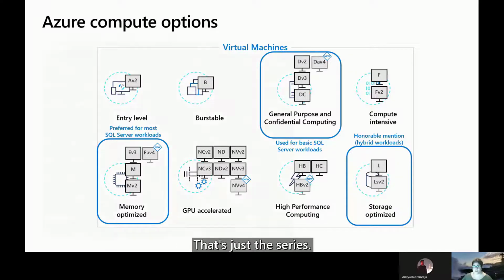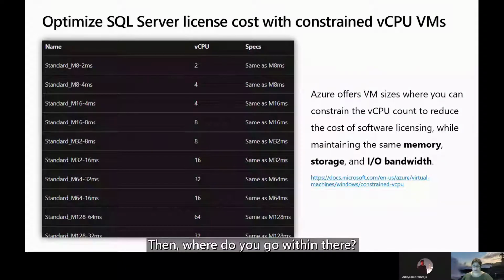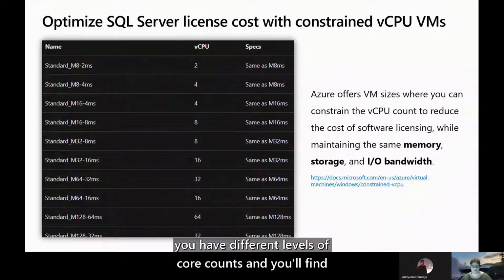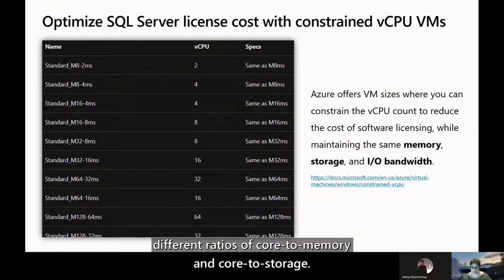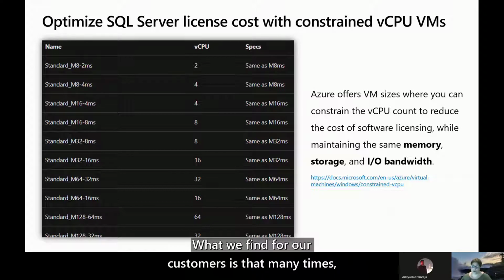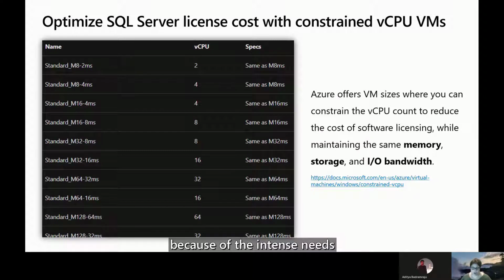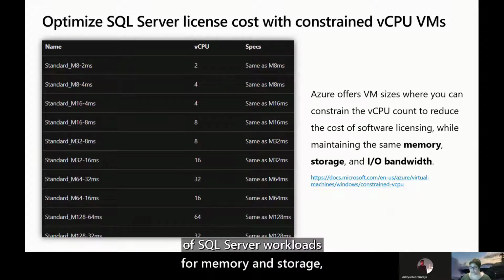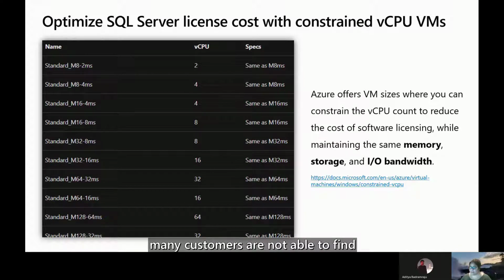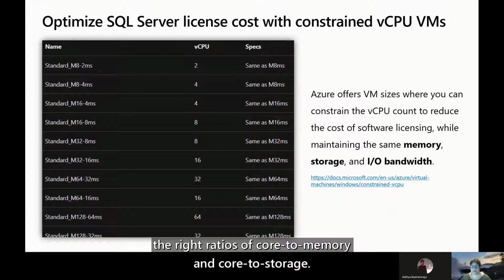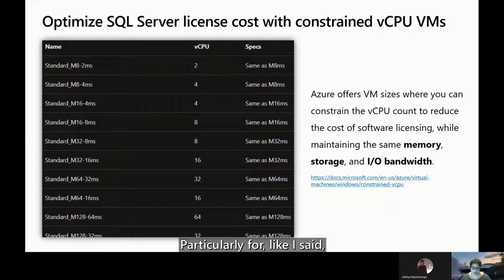So that's just the series. And then where do you go within there? Well, within those series, you have different levels of core counts, and you'll find different ratios of core to memory and core to storage. What we find for our customers is that many times, because of the intense needs of SQL Server workloads for memory and storage, many customers are not able to find the right ratios of core to memory and core to storage.